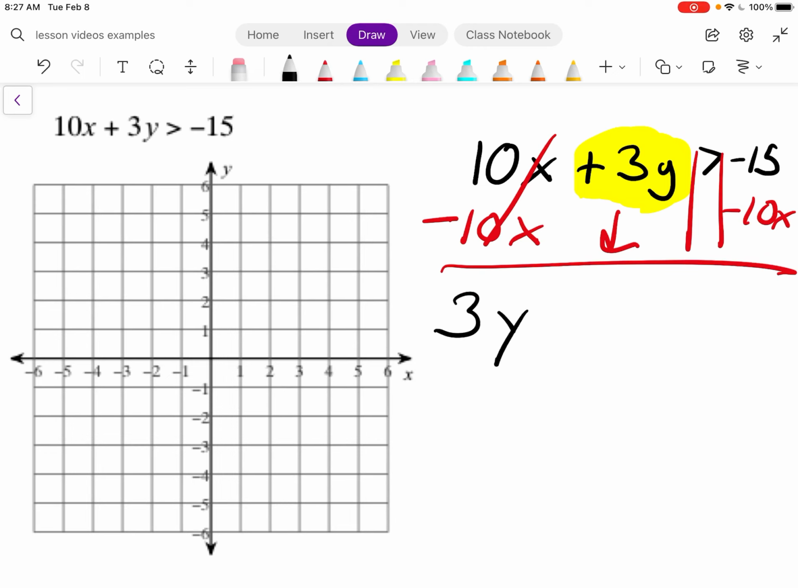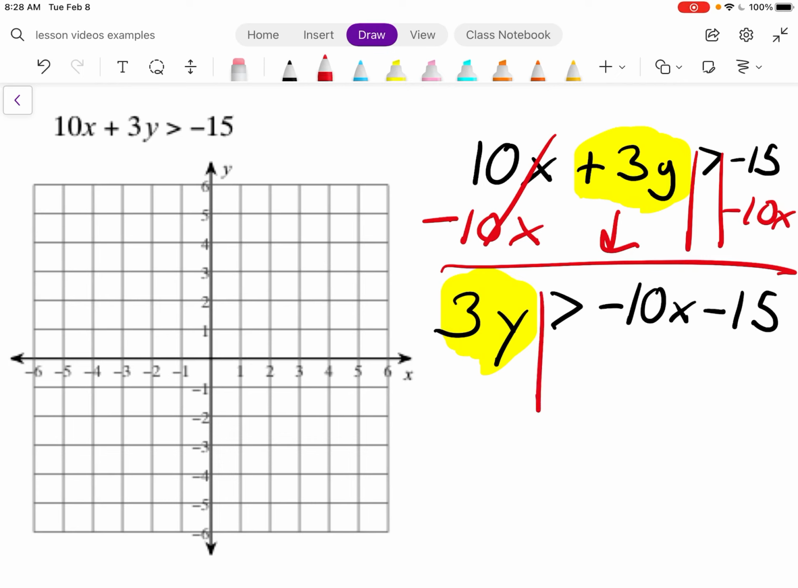Remember, you cannot add or subtract unlike terms. So I'll bring down my 3y, bring down my greater than inequality, bring down my negative 10x, because you want your x value to come first, and bring down my negative 15. So now I have 3y is greater than negative 10x minus 15, but still we have to get y by itself.